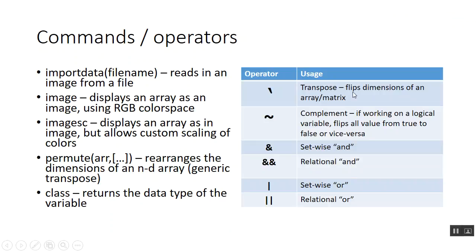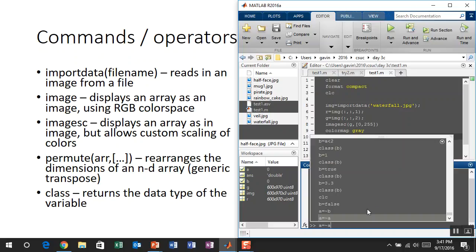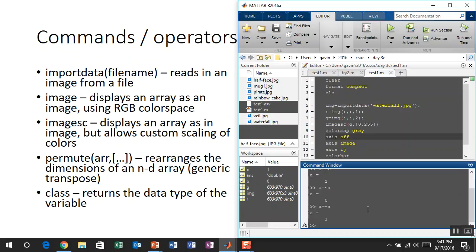All right, so let's talk about the operators. We've already talked about the transpose a little bit. Let's talk about the complement. So let's say B equals false. Maybe I want A to be equal to whatever B is not. So I'll say A equals not B. Then A equals 1. Maybe I want A to flip back and forth, so A is equal to not A. And if I do the same thing again, now it's 1. So it could alternate back and forth.